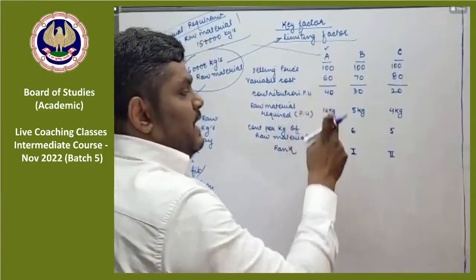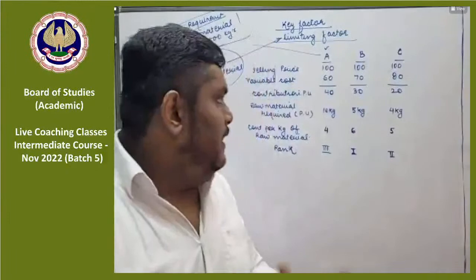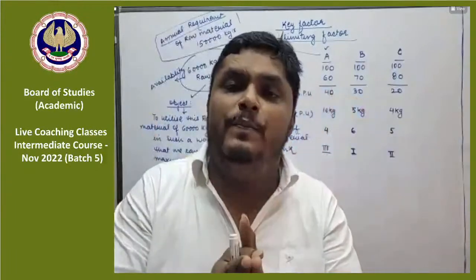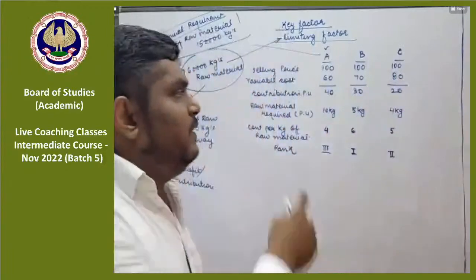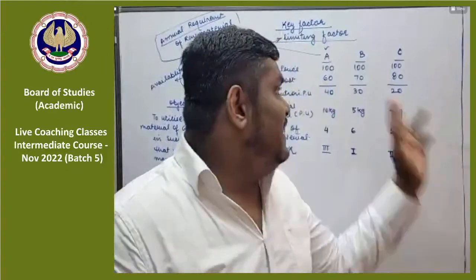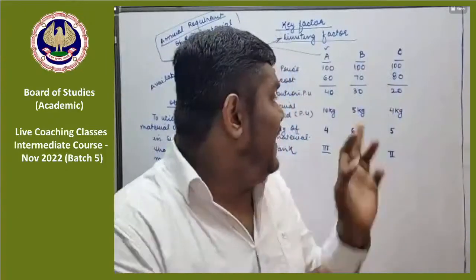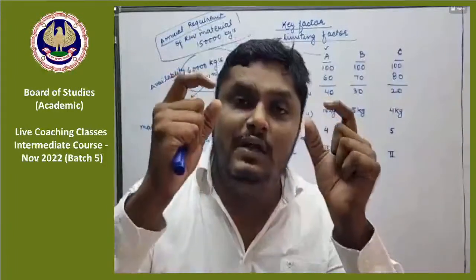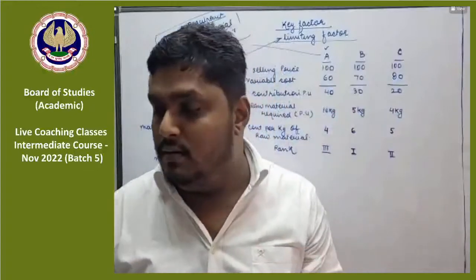Very simple, guys. How did I get 4, 6, and 5? Just think conceptually. We are earning a profit of rupees 40 for 10 kgs. So for every kg, how much profit? 40 divided by 10, 4 rupees per kg. Similarly, in the second case, we are getting a profit of rupees 30 overall by using 5 kgs. So 30 rupees for 5 kg. So per kg, how much? 6.